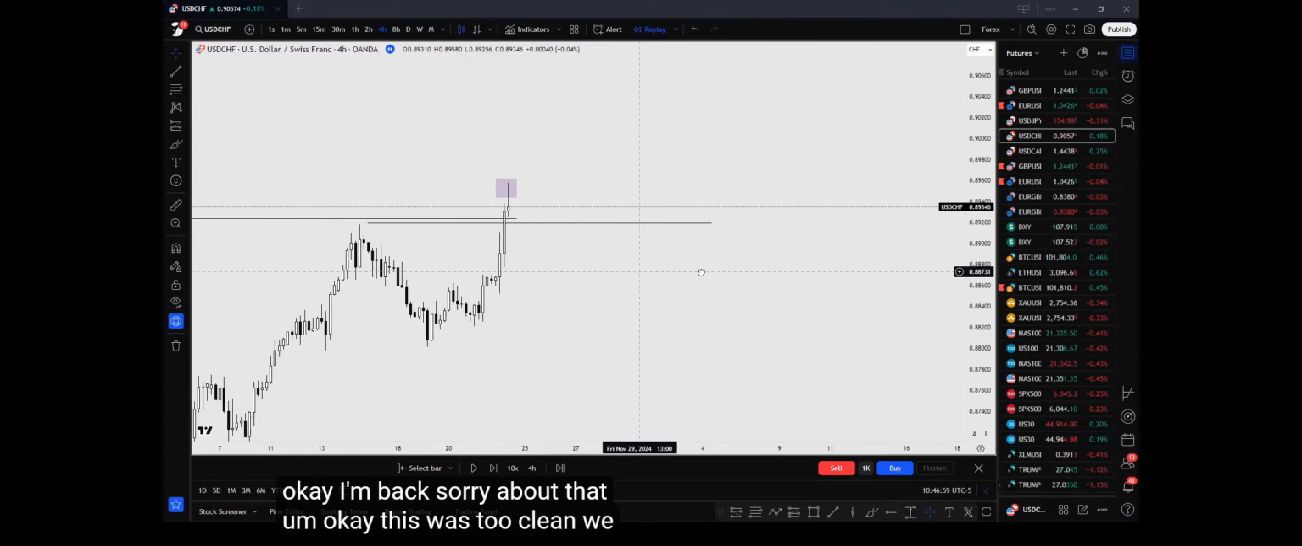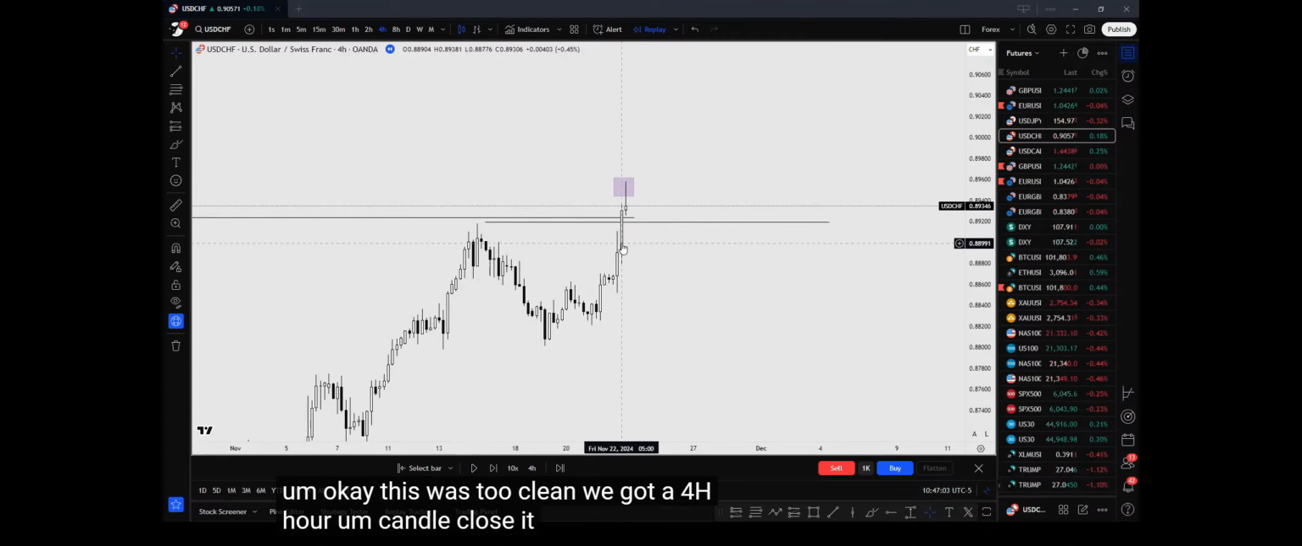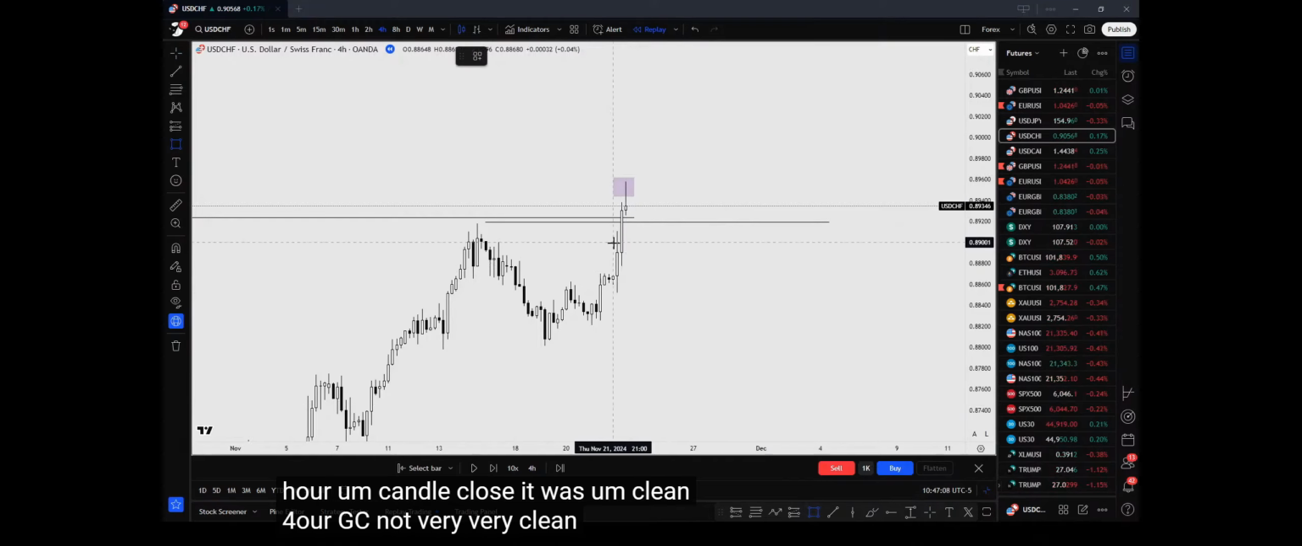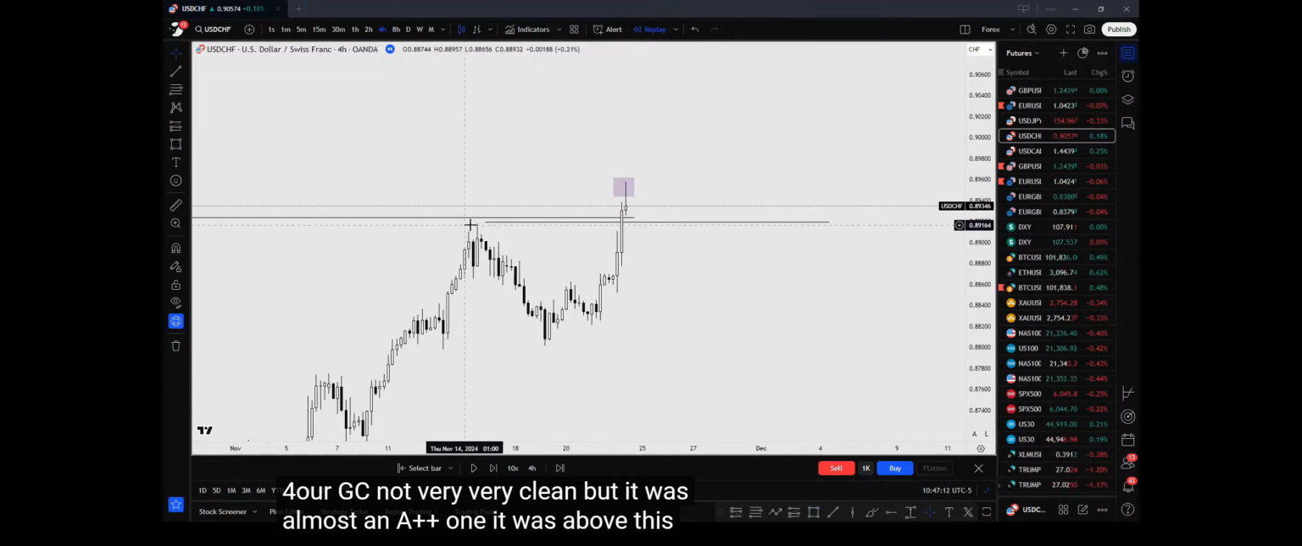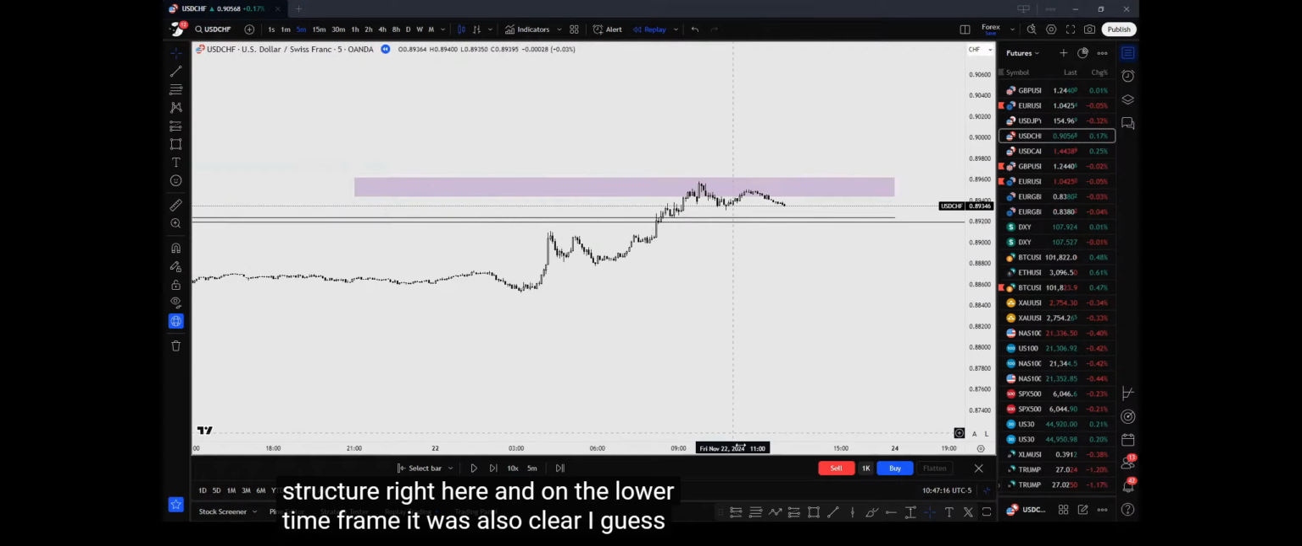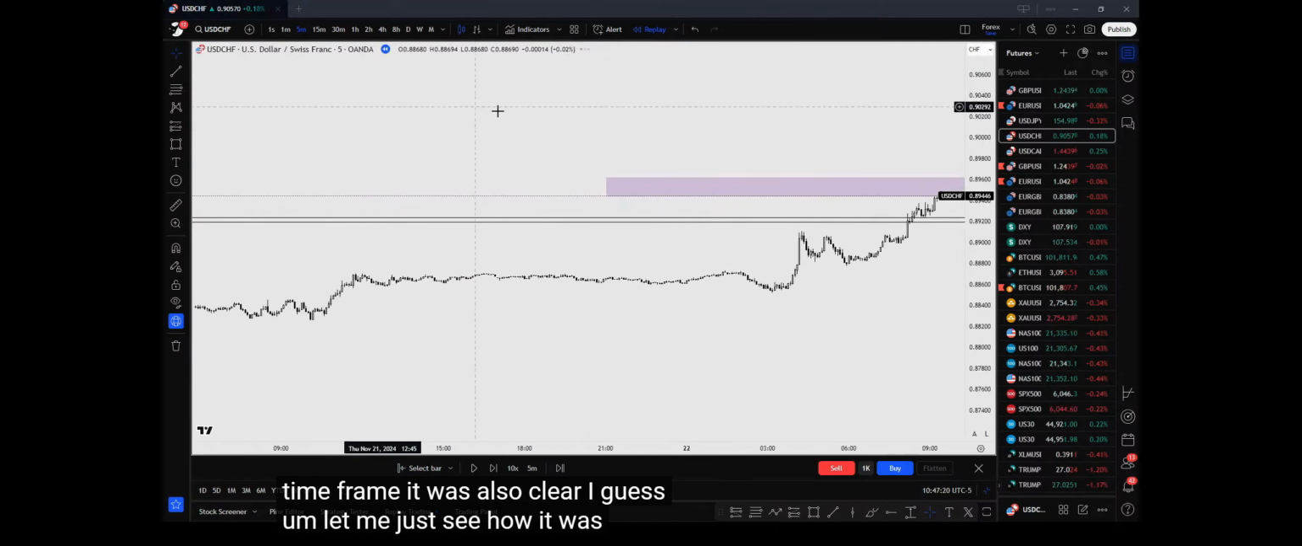Okay, this was too clean. We got a 4-hour candle close. It was a clean 4-hour GC. Not very, very clean, but it was almost an A++ one. It was above this structure right here, and on the lower time frame, it was also clear, I guess. Let me just see how it was.